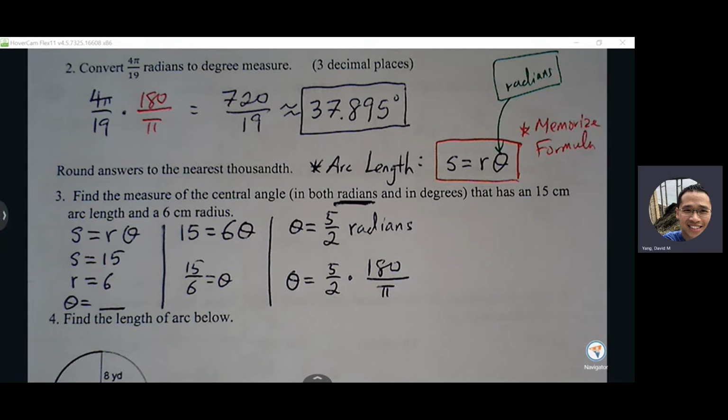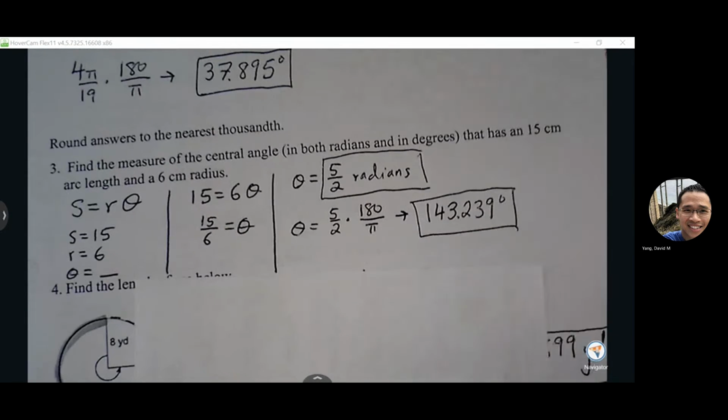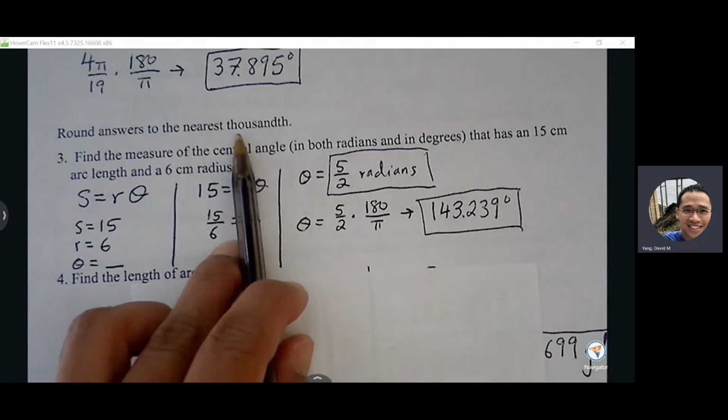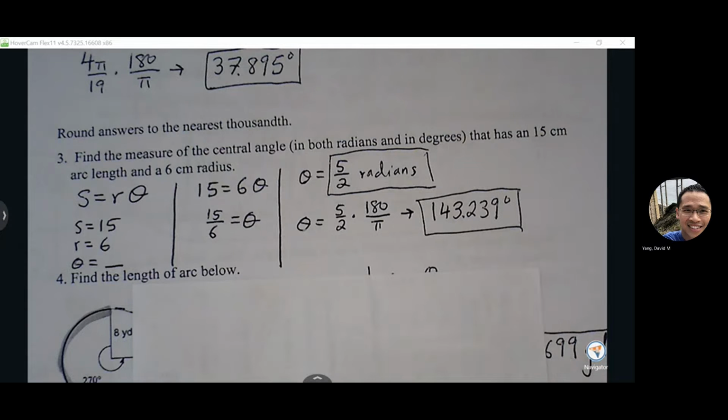Yes, and decimal is fine. Yeah, it says round to nearest thousandth, so that's fine. Oh, 180 over 5. Right, because we want to get to degrees.